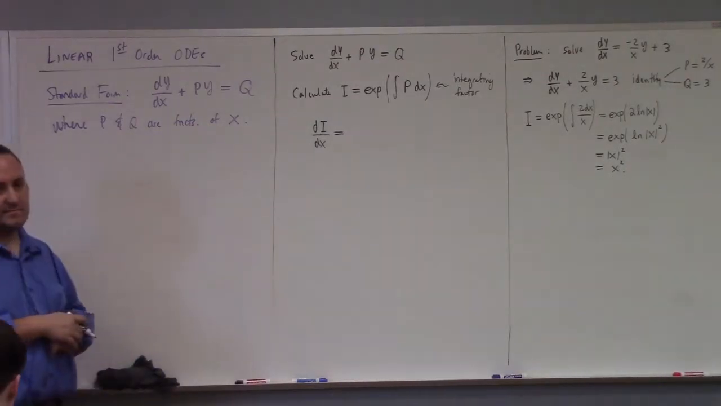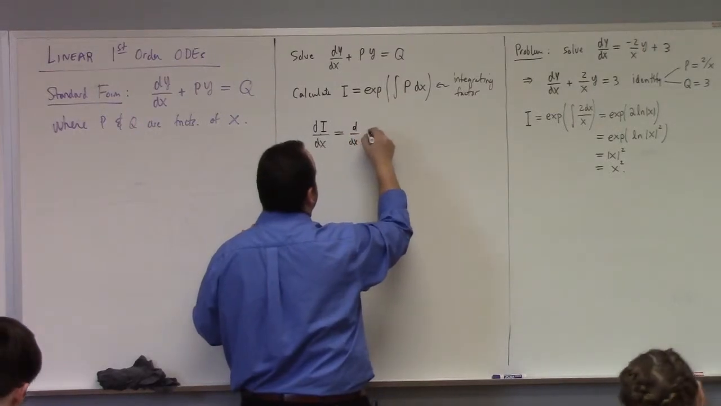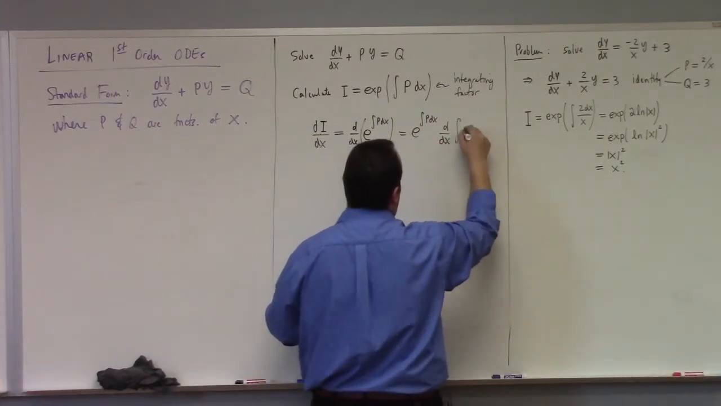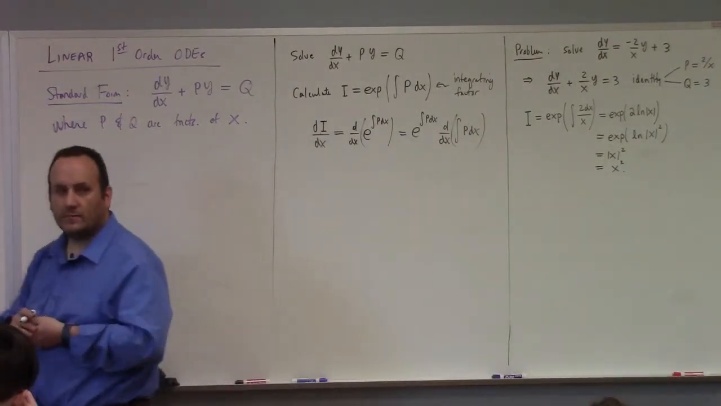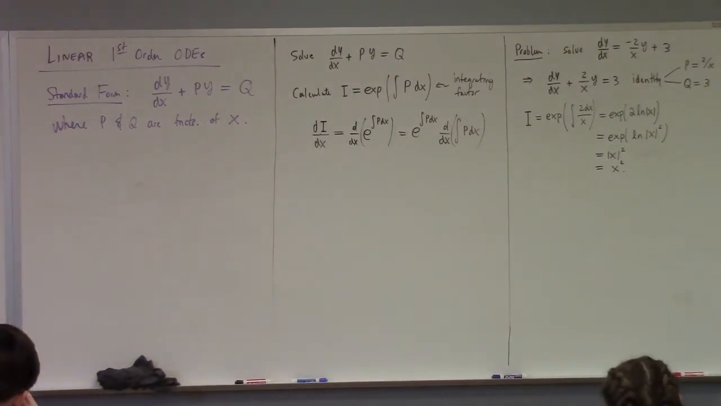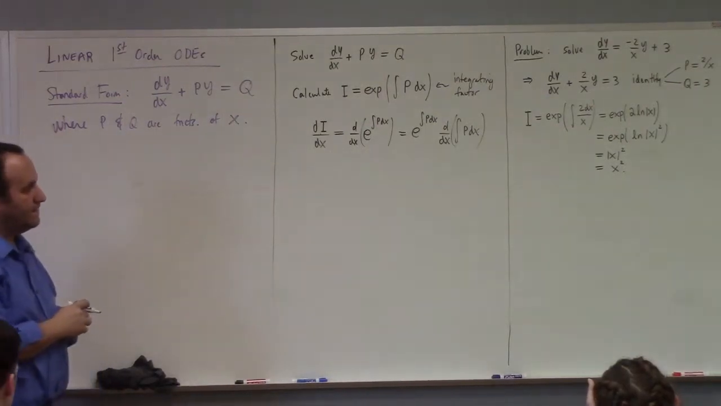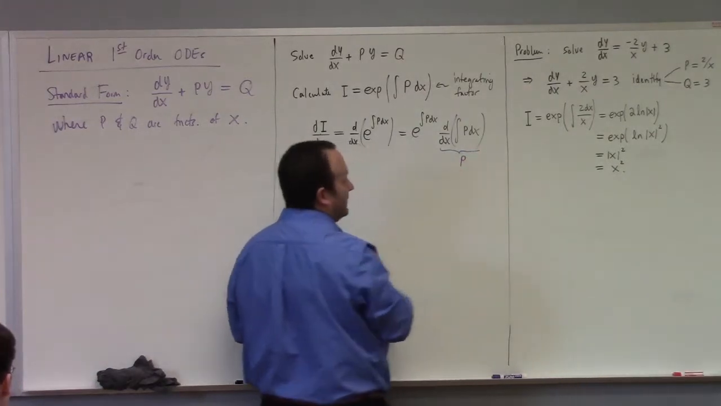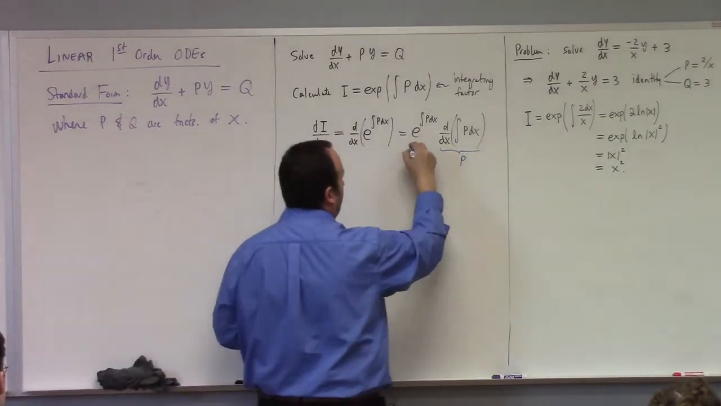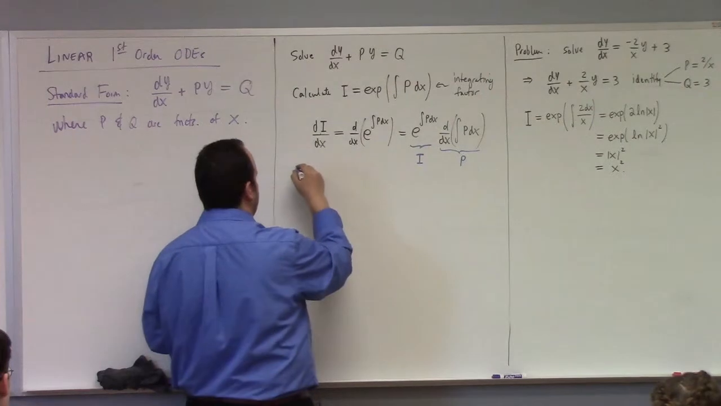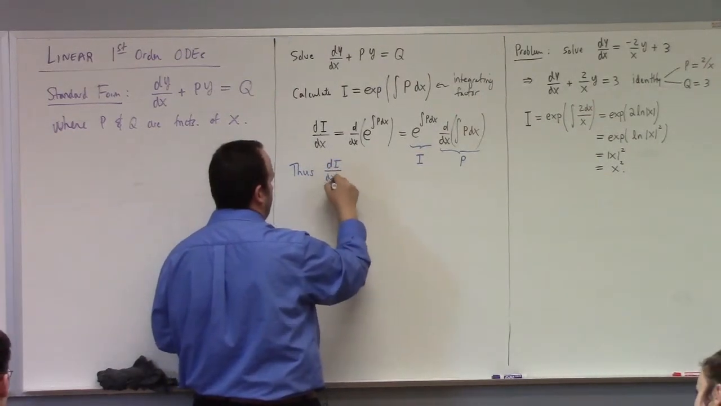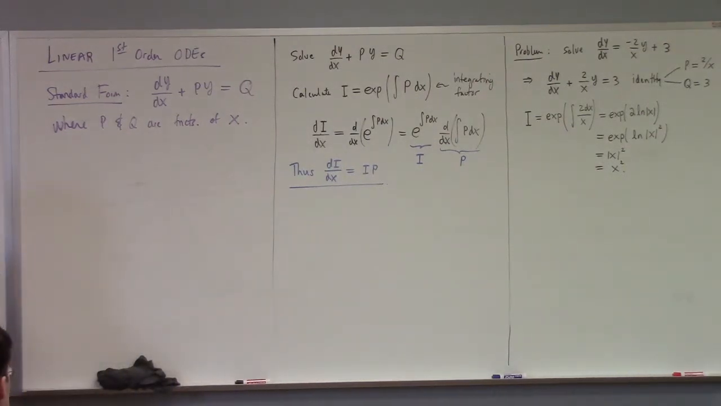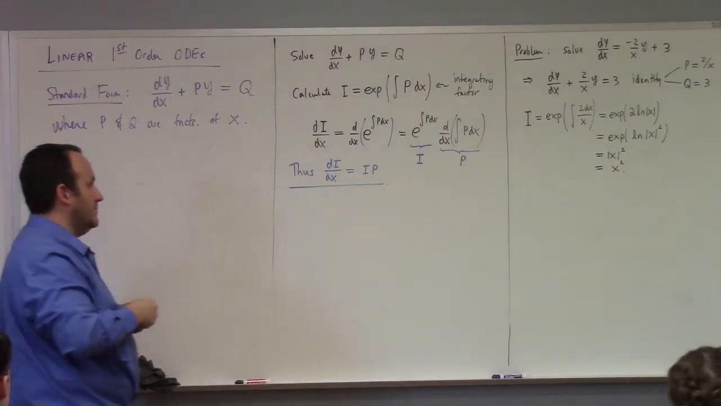So di dx, what is di dx here? By the chain rule, what's the derivative of the integral? Look at what we got. This is p. What's e to the integral? What's the thing out front? It's I again. So we have the following identity: di dx is equal to I times p. That identity will also be true for the one I specifically calculated for my problem. Next move.